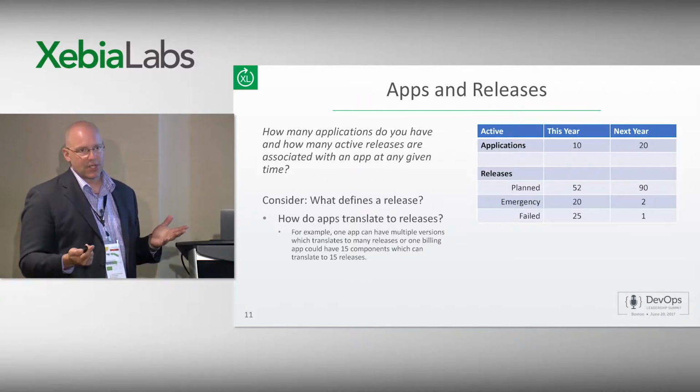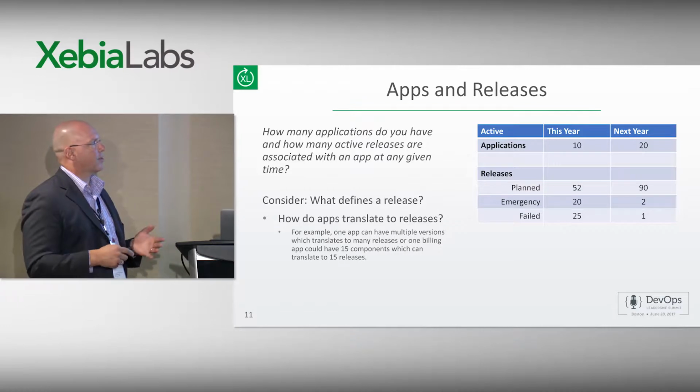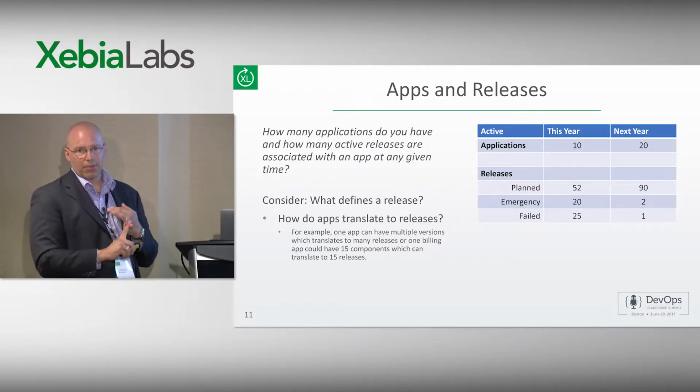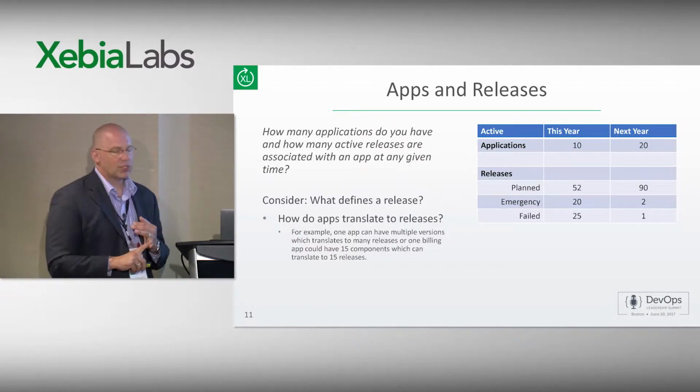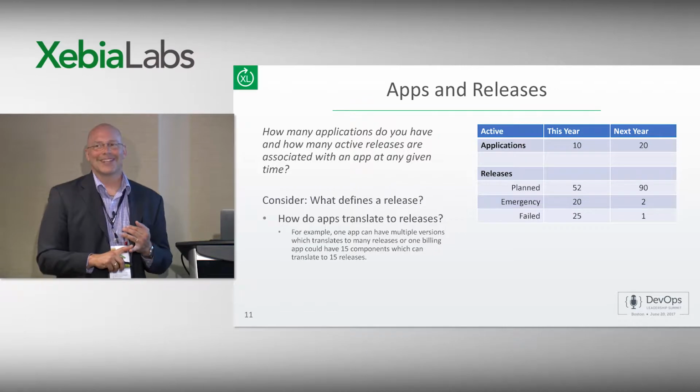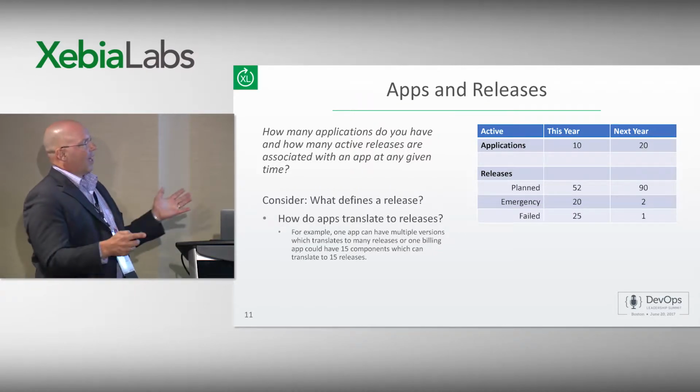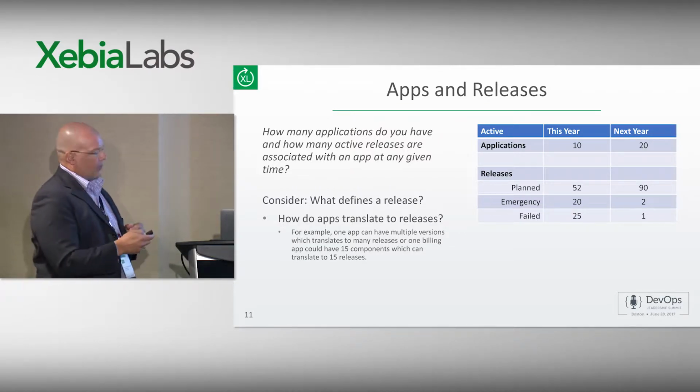So for this exercise, generally speaking, there's really 3 types of releases, right? You have your planned releases, you have your emergencies, or your patches, or your hotfix, whatever your organization calls them, and then of course you have your failed releases, the ones that don't go quite like we hope. So in the spreadsheet, we calculate those out.